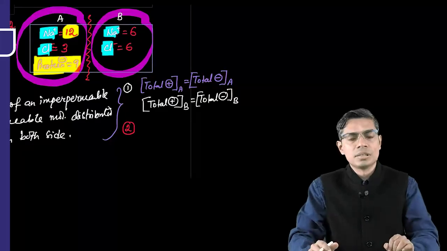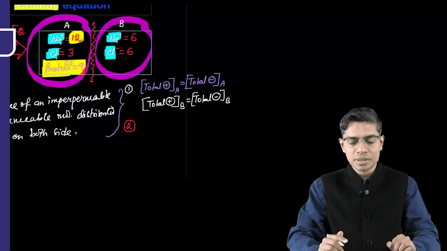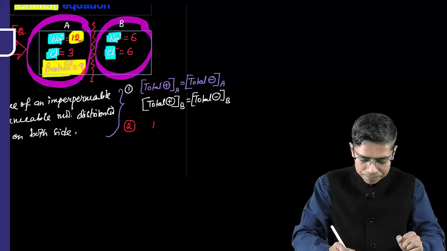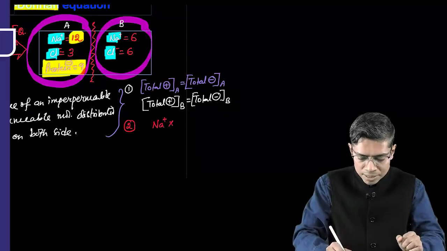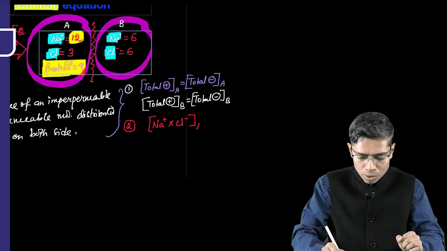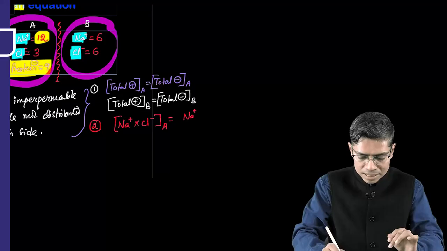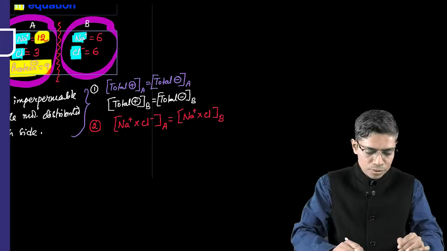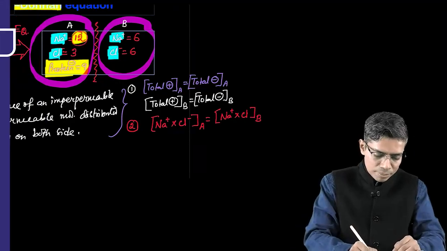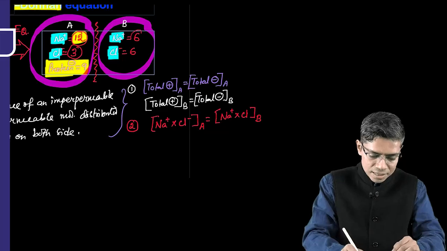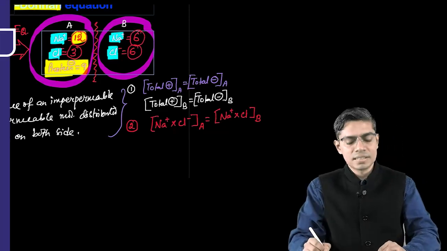Don't look at the protein, look at the permeable ions and their numbers. So sodium multiplied by chloride ion on compartment A is equal to the sodium multiplied by chloride, they are the permeable ions, on compartment B. If you multiply this, sodium 12 multiplied by 3 is 36, 6 multiplied by 6, that is 36.